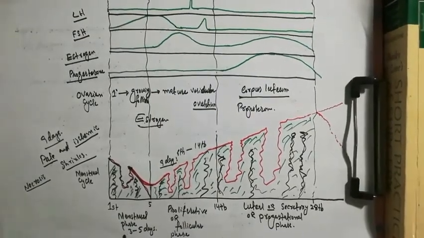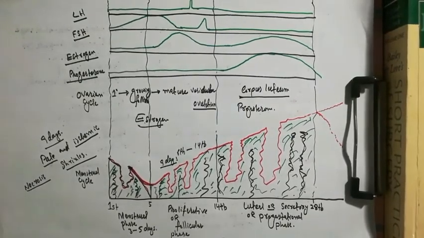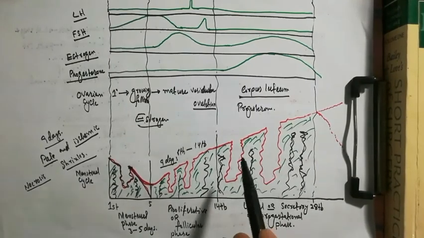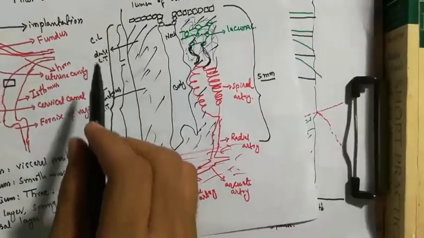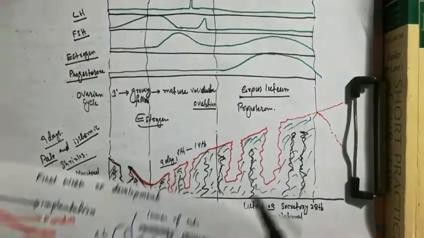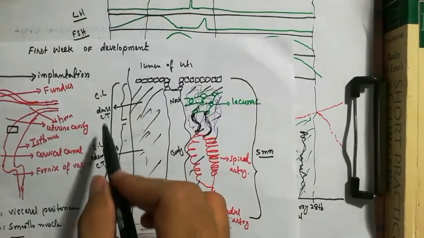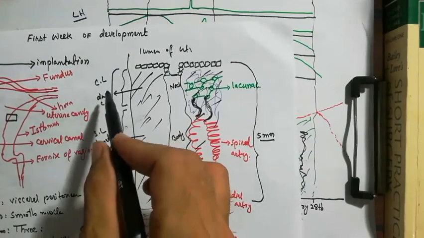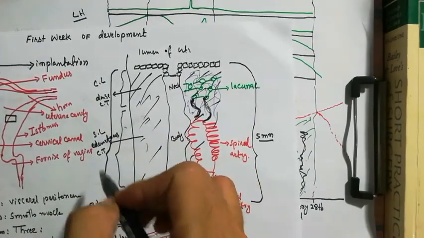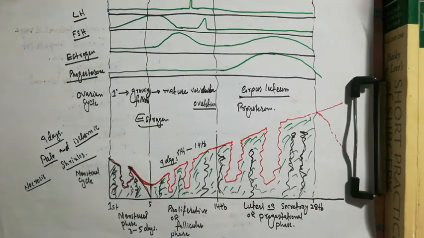During the 3 to 5 days of the menstrual phase, the whole functional layer is lost, and during the proliferative and luteal phase, the compact layer and spongy layer are regenerated from the basal layer. During the menstrual phase, the compact layer and spongy layer, these two layers which make up the functional layer, are lost and they are regenerated from the basal layer during the proliferative phase and luteal phase.